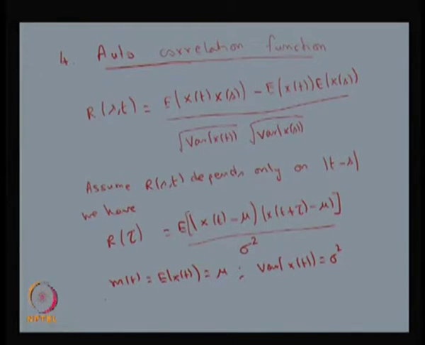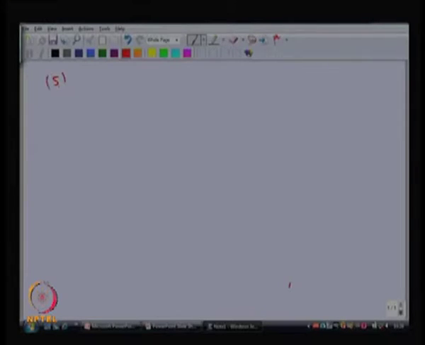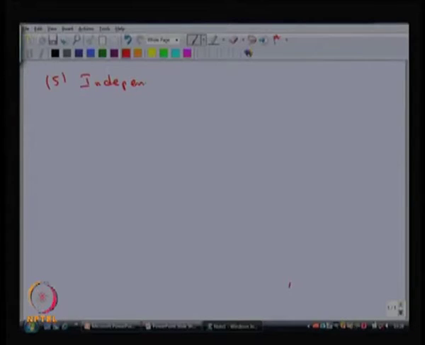The fifth definition, so we are covering the different definitions which we want. First we started with the mean function, second we started with the second order stochastic process, then third we have given the covariance function, and the fourth we have given the autocorrelation function. Now we are giving the fifth definition, that is independent increments.